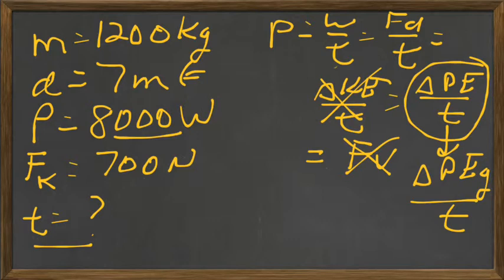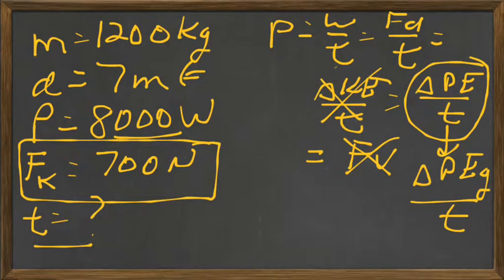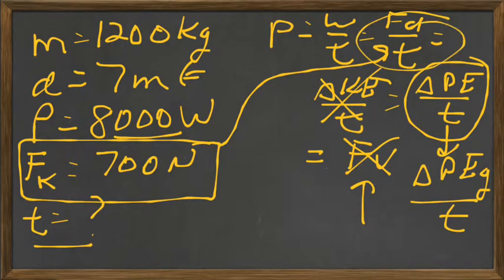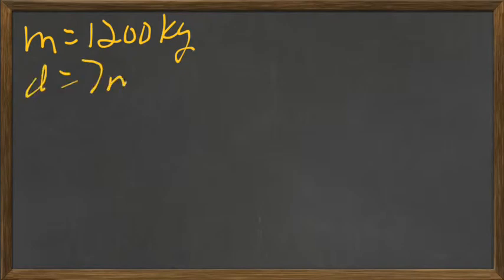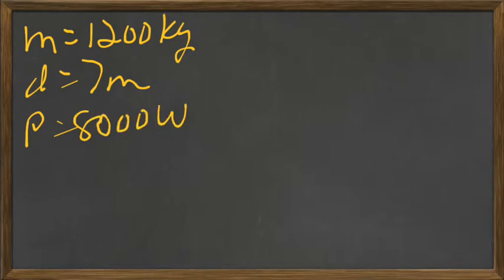And then look at my data again, and I see I've been thrown some information about friction. So seeing as how they're giving me some information about force, it's probably a good idea to look at the formula left that has force in it. That guy's out. But this guy could definitely be a possibility. So my mass of 1,200 kilograms and my distance of 7 meters, my power of 8,000 watts, or if you want to say 8 kilowatts, my force of friction was 700 newtons, and I'm solving for time.